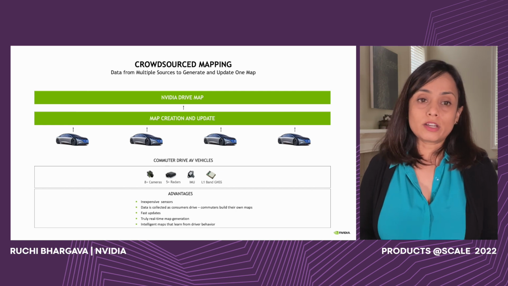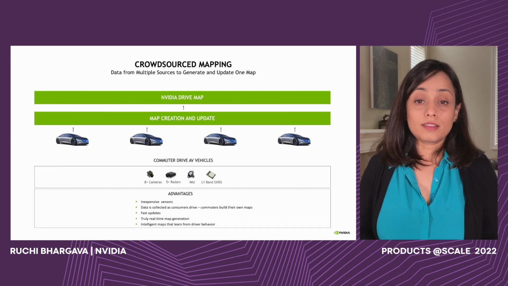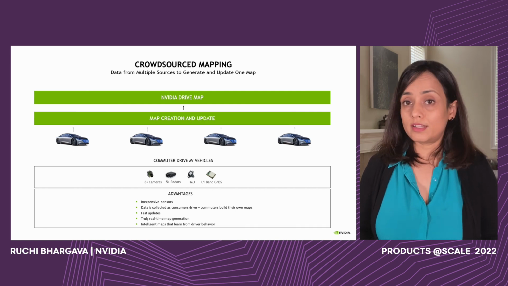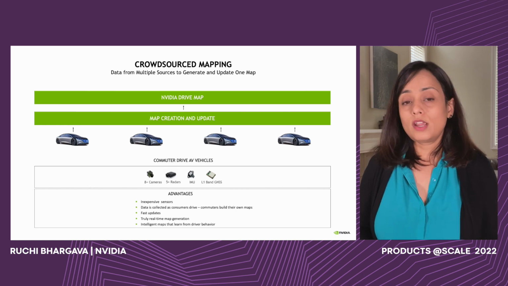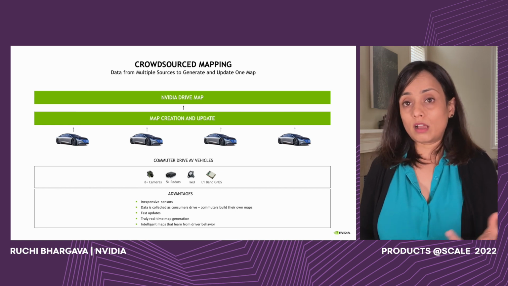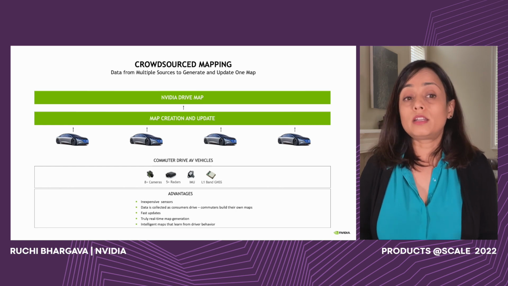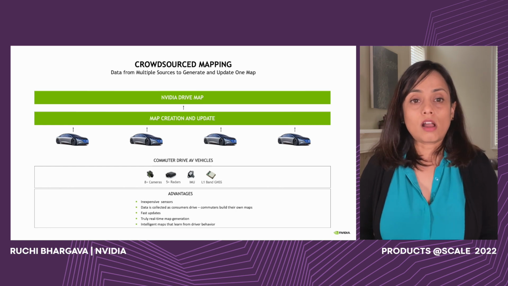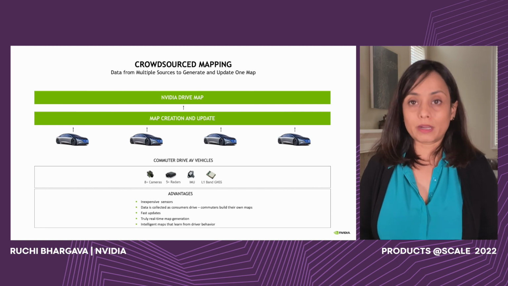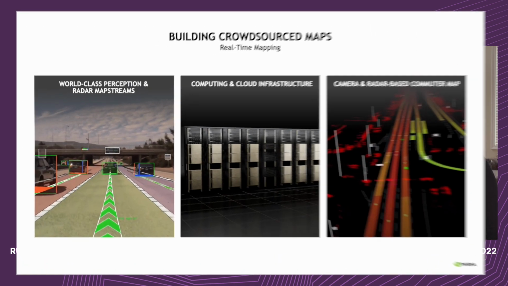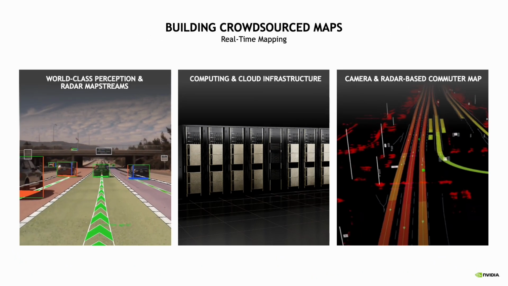One additional advantage of this approach is that maps can now be more intelligent. They can learn from driver behavior. They can learn how the commuter drove. They can learn how commuters around the ego car are driving. Some examples would be typical speeds that a road is driven at, or how a particular lane might be traversed. So how do we go about building crowdsourced map?